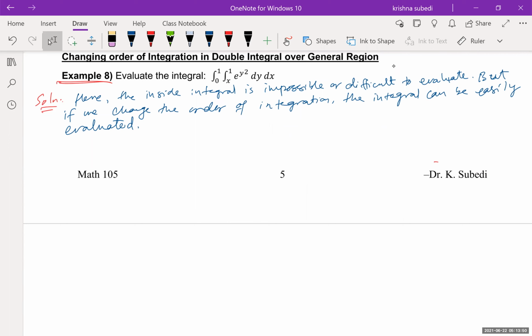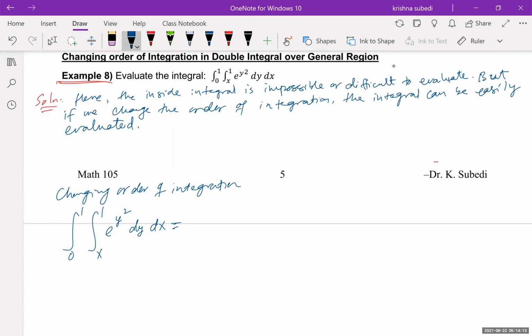So it means what we're going to do is changing the order of integration: x to 1, 0 to 1, e^(y²) dy dx. We want to reverse the order. That means we don't know what the limit will be, we have to find that out. This limit we need to find out, e raised to power y square. So we just want to switch this dy dx order into dx dy order. All we need to do is figure out the limit, okay?